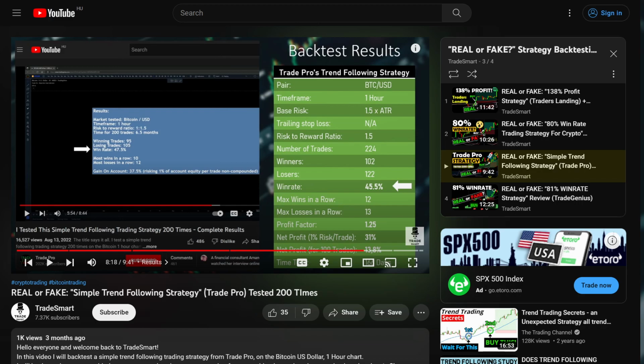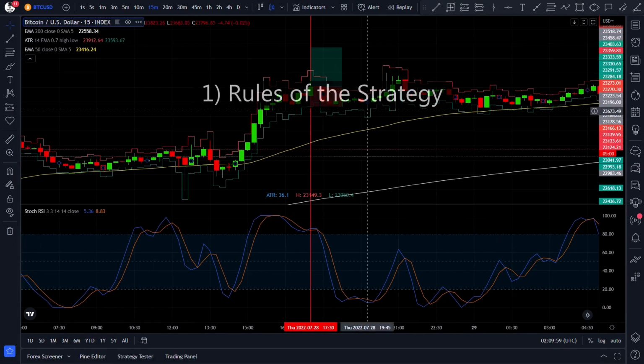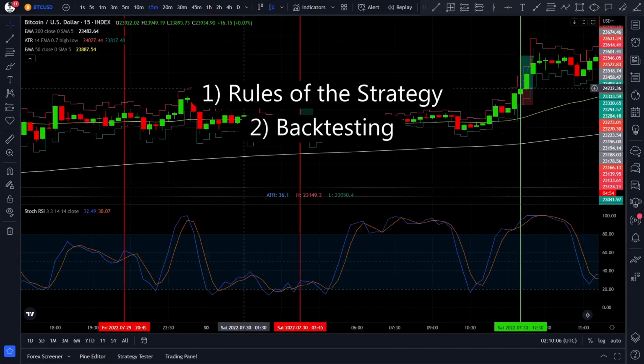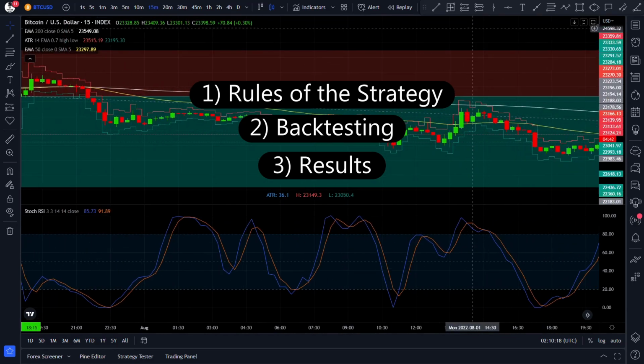So, I decided to put this strategy to the test and backtested it an additional 100 times starting from where he left off. The results may surprise you. Now I will show you the rules of the strategy, then the backtesting process, and finally the results. Without further ado, let's get right into it.